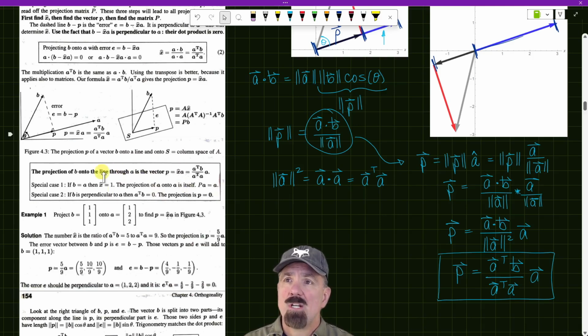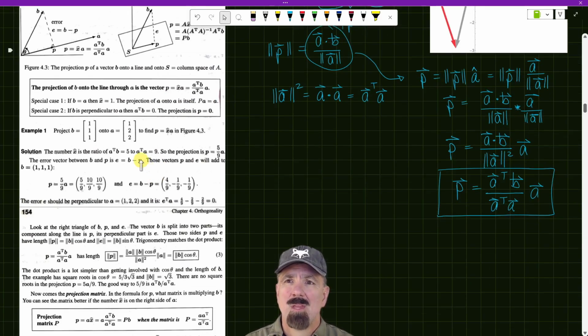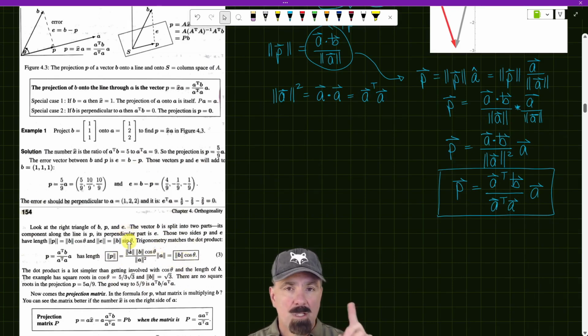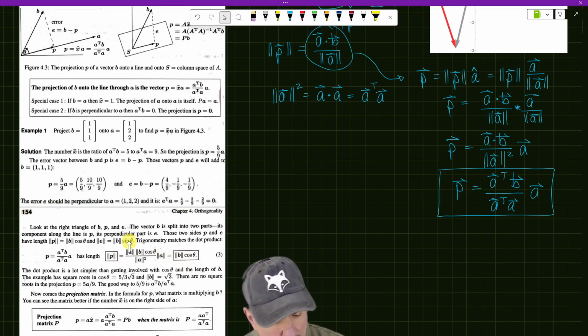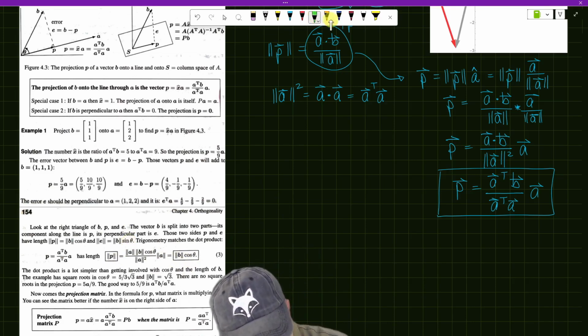Some more information here about the projection. Let me show you one thing, and he does a little bit of the derivation here. He shows the length of p as the length of b cosine. We already talked about that. But let me do a little bit of algebra to show you where the projection matrix comes from. It's not difficult. We're just going to rewrite this.